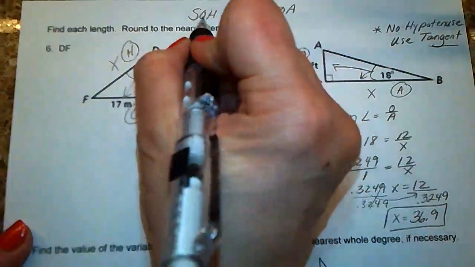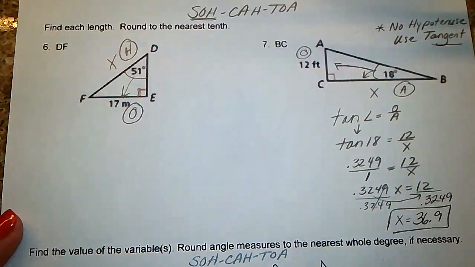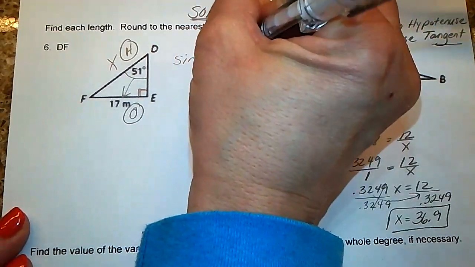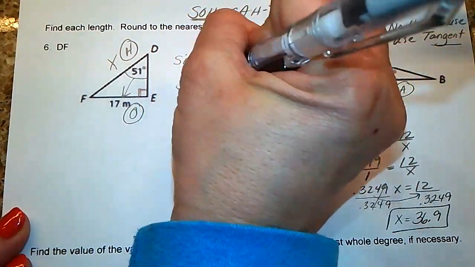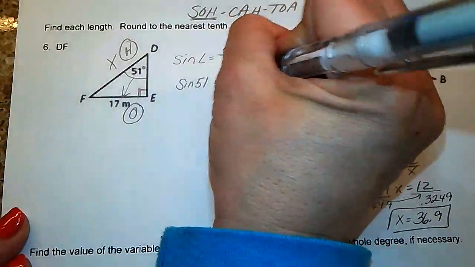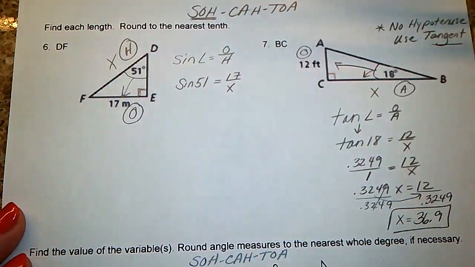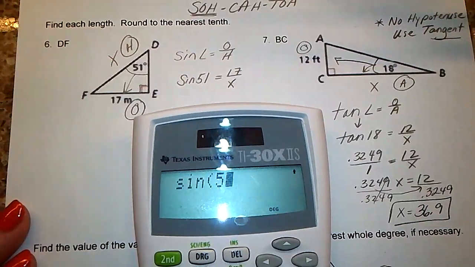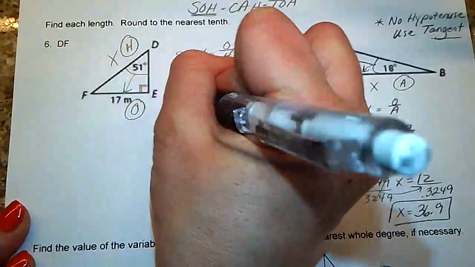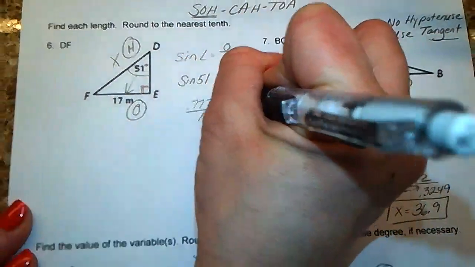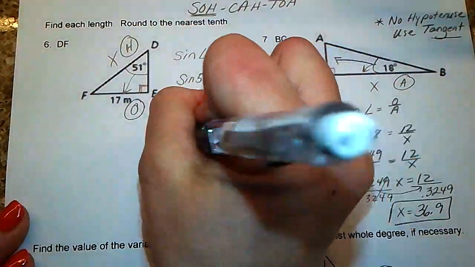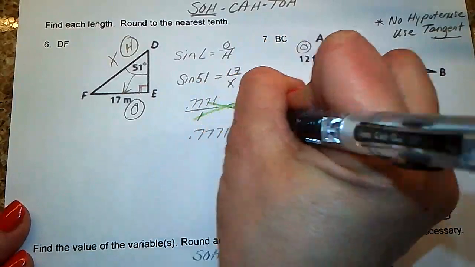So remember in our SOHCAHTOA, right here, sine is the opposite and the hypotenuse. So we're going to set it up. The sine of the angle, opposite over hypotenuse. Sine of 51 equals 17, the opposite, over the hypotenuse of x. Okay, so in our calculator, we need to do sine of 51, 0.7771. Again, we're rounding that number off to the 4th decimal place. And we're going to need to cross multiply there. And when we do that, this is what we get.